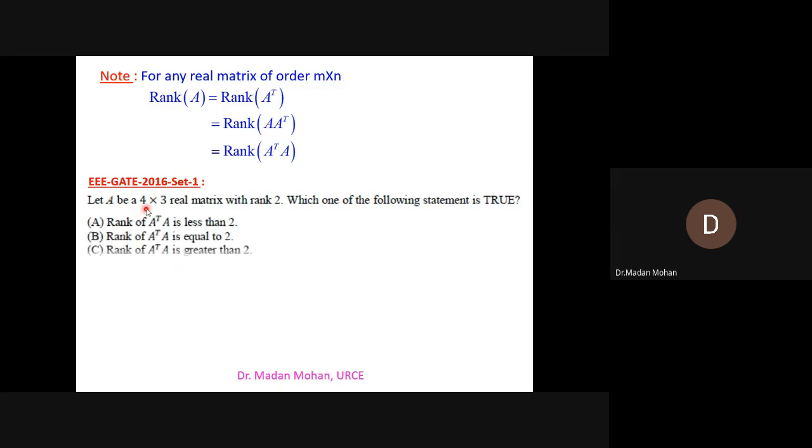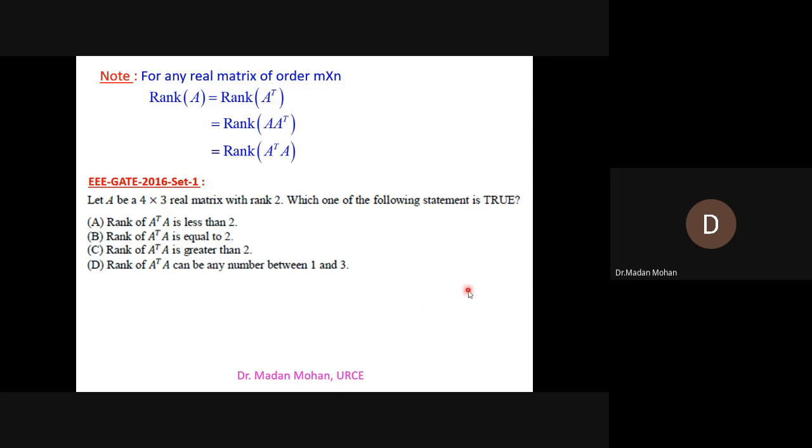Next. A problem given for TRB in 2016 based on this. Let A be a 4 cross 3 real matrix with rank 2. Matrix not given, order given, rank also given. Which one of the following statements is true? You are asked the rank of A transpose into A.